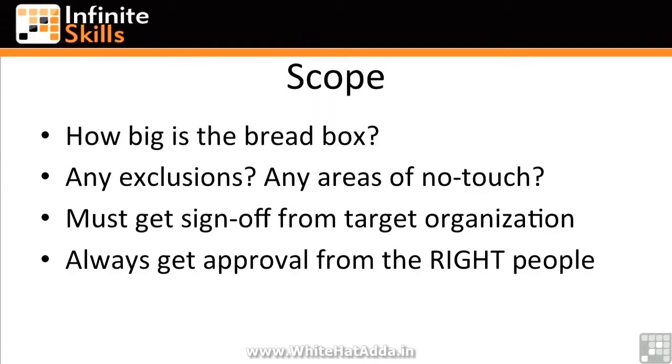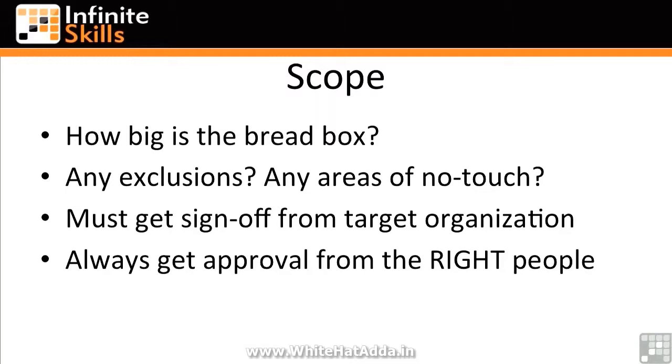So let's talk about scope. How big is the breadbox? And specifically, what is it that the two of you have agreed to? So you as the penetration tester and them as the target organization or the client, what have you agreed to? Are there any exclusions? Are there any areas where you're not allowed to touch anything? So if they've got a database server, maybe there's a lot of really sensitive data on it and they're a little hesitant and they may put a don't-touch-this clause into the scope. So there's a lot of different reasons why they may exclude areas from the scope.